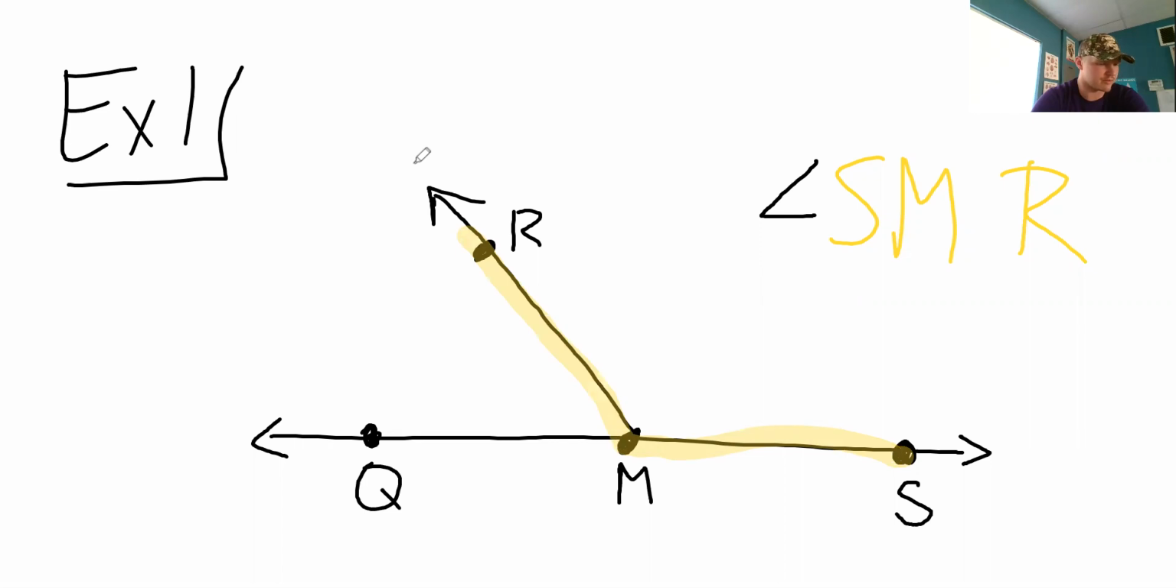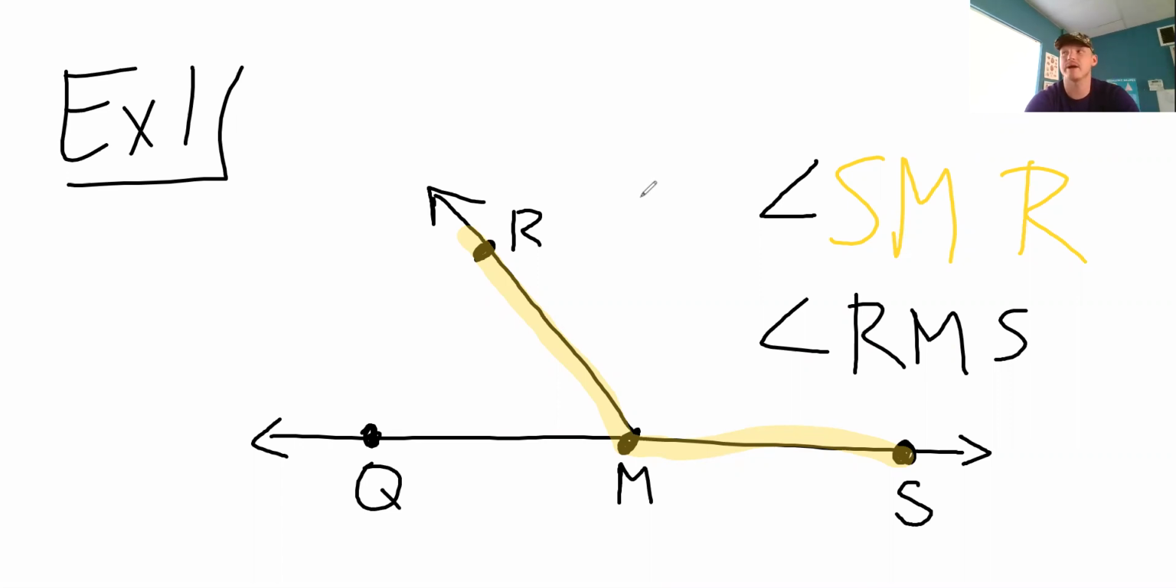So yeah, that's all they were talking about right there. Oh, another way you could write this is you could write it as angle RMS. As long as M is in the middle, it doesn't matter how you write it. You could write SMR or RMS. Same thing with the QMR. You could write it RMQ as well. All right.